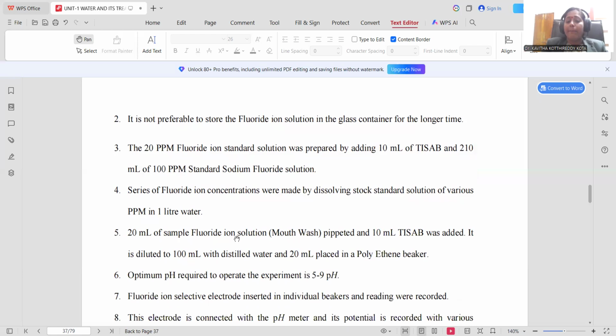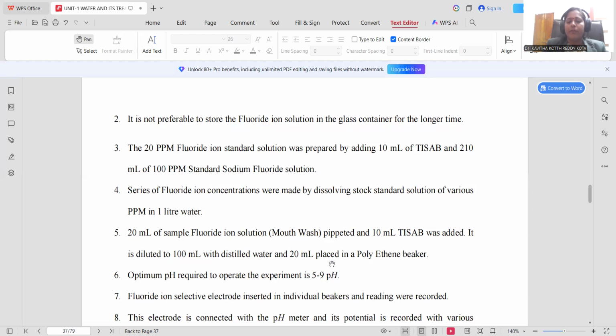20 ml of sample fluoride ion solution was taken now. Up to this, the standard solution was taken. Now it is turned to the sample, 20 ml of sample fluoride ion solution whose fluoride ion you want to determine. Right, I'm taking mouthwash. So in that mouthwash, how much fluoride ion is there is to be identified. So 20 ml is pipetted out, 10 ml TISAB is added, and that is made up to 100 ml with distilled water.